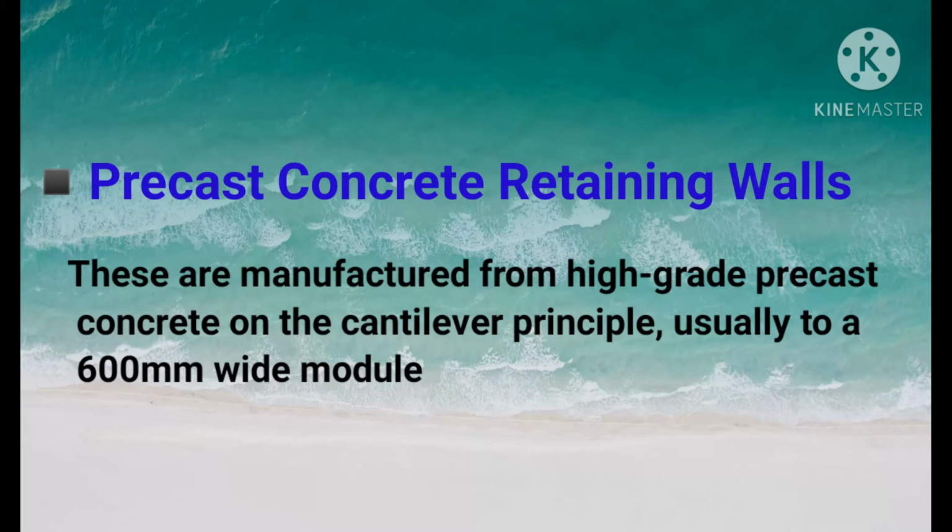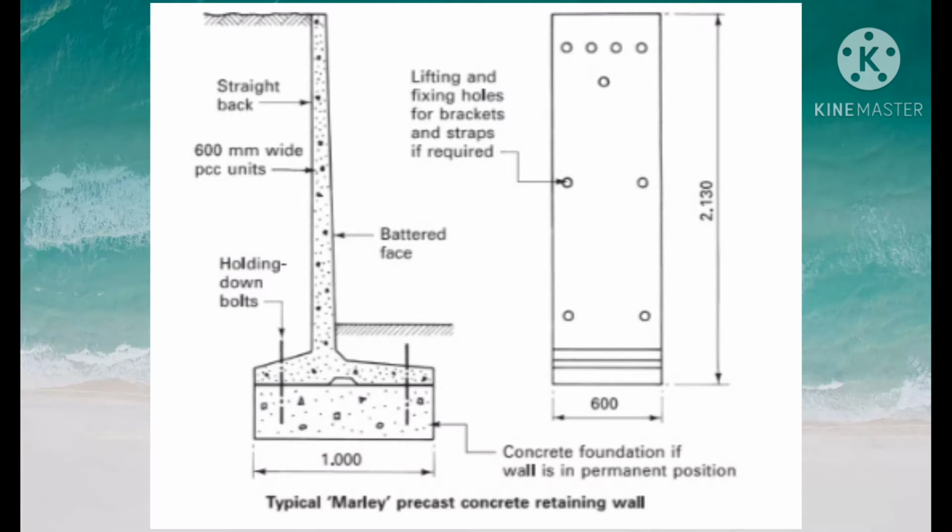These walls are manufactured from high-grade precast concrete on the cantilever principle, usually to a 600 mm wide module. The figure shown is an example of a precast concrete retaining wall. They can be erected on a foundation as a permanent retaining wall, or be freestanding to act as a dividing wall between heaped materials such as aggregates for concrete. In the latter situation, they can increase the storage volume by approximately 3 times for any given area.